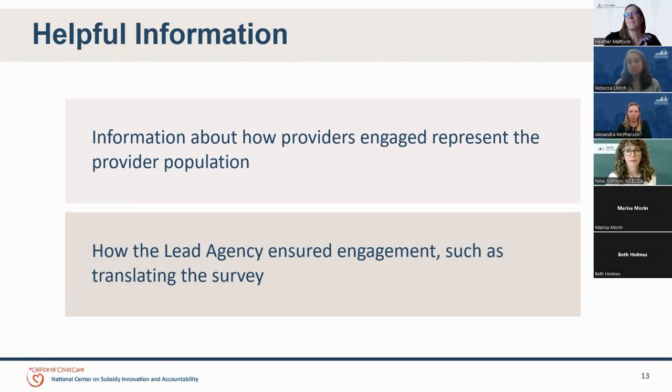Second, it would be helpful to describe ways in which you ensured engagement. This could include something like translating information or holding meetings at various times, including evenings, to ensure opportunities for a variety of providers to provide their feedback. And you can add this information from your report to the CCDF plan.